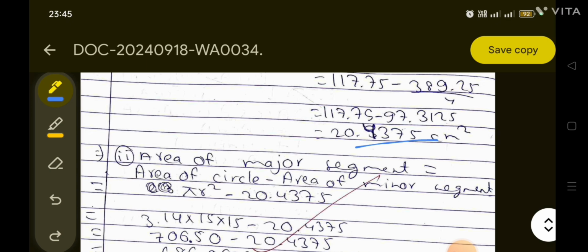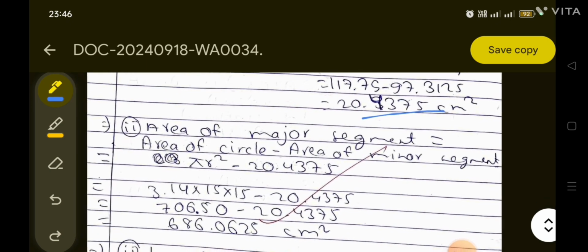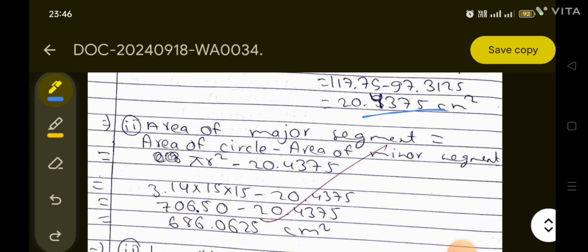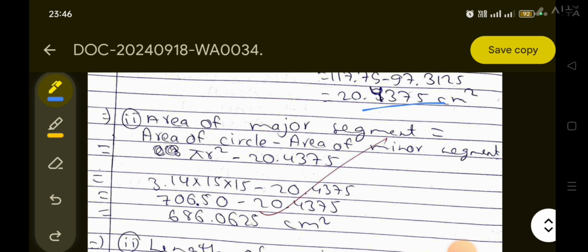Now we need to find the area of major segment. For finding the area of major segment, first we need to find the area of circle, that means pi r square, and after that we should subtract 20.4375. Pi r square means value of pi 3.14, r means 15, and r square is 15 into 15. It means 706.50. If we subtract 20.4375 from it, it will be 686.0625. It is the area of major segment.